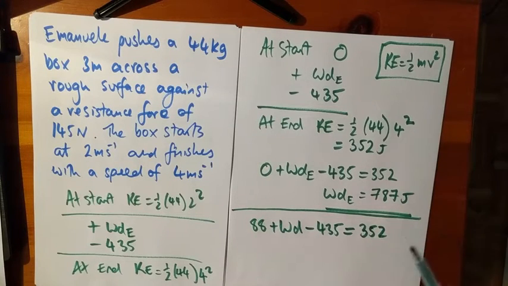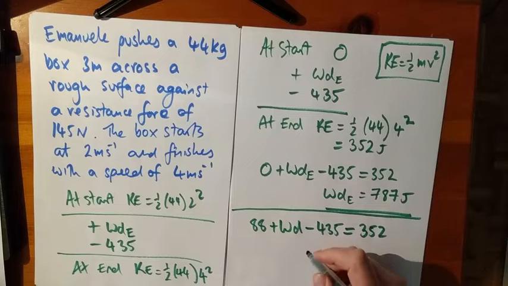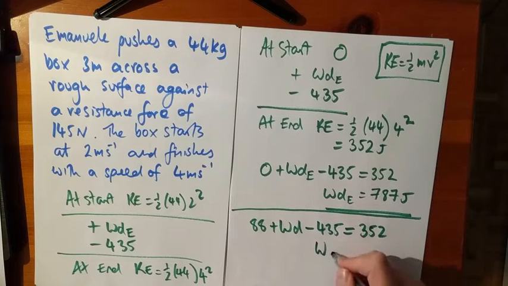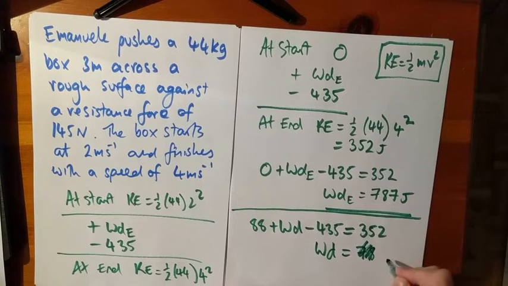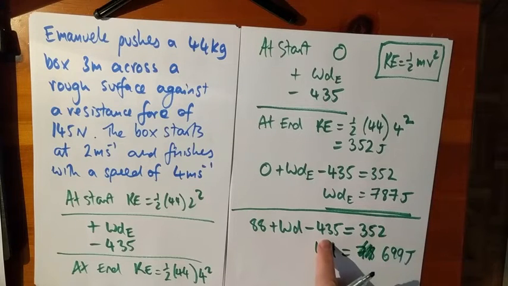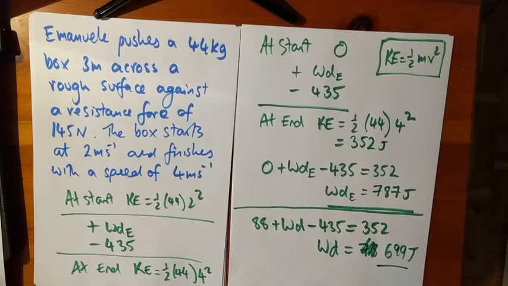It's the same speed that Amelia was pushing at it. And then we solve this equation, and it comes out that the work done by Emmanuel would be 780, oh no, that's the last one, 699 joules. Okay, so it's 352 plus 435, but take away the 88 from the beginning. So the person who did the most work here was Amelia with 787.